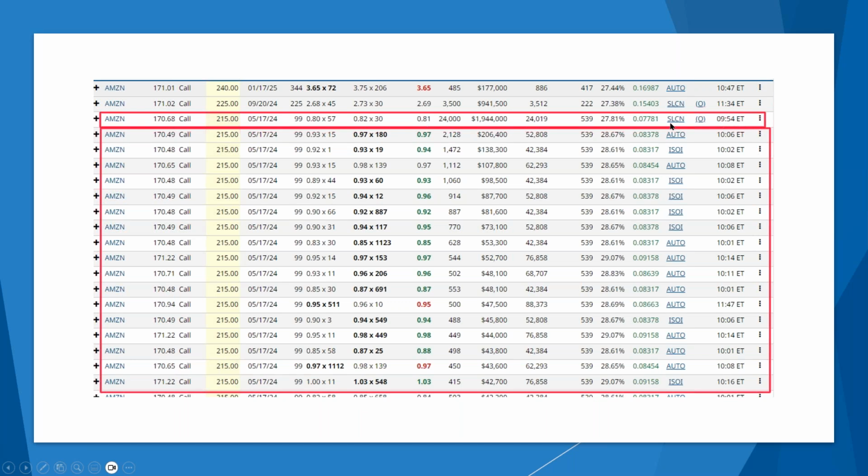Now the code here says single leg CN. That stands for cross trade. So this was a broker matching up a buyer and a seller. So it's hard for us at this point to determine the sentiment of this trade. But look at the time of the trade, 9:45. Now, what I have here is a cluster of trades of the same strike and the same expiration, and let's follow the timeline on this.